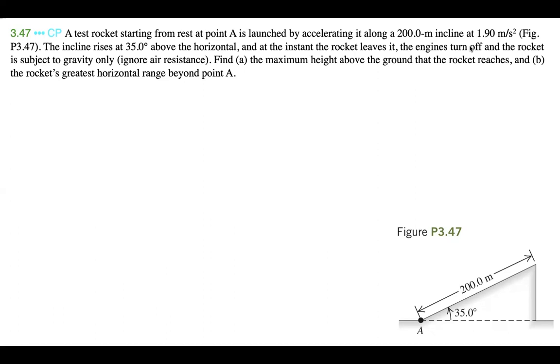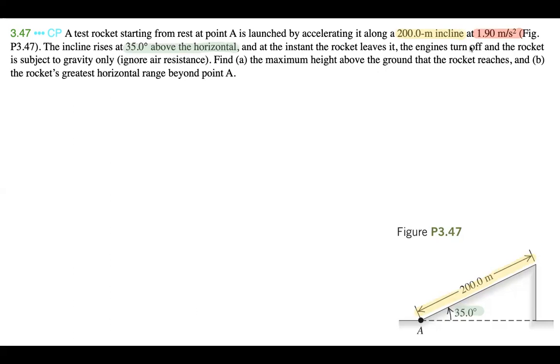Because we already have this diagram, we don't need to draw anything, but let's just go over the information so we know everything that we have, and we can get better acquainted with it. So we have a 200-meter incline, which we have right over here. We have 1.9 meters per second squared. Well, we don't have that in the diagram, but we have this 35 degrees above the horizontal, and we have that right over here. And we want to find out what the maximum height above the ground is that the rocket reaches.